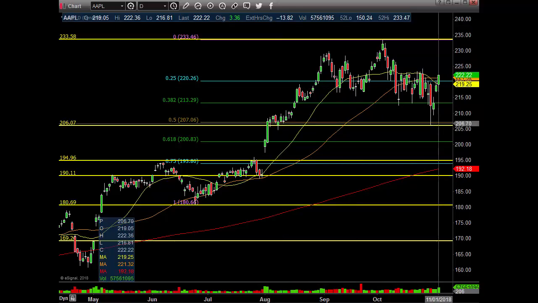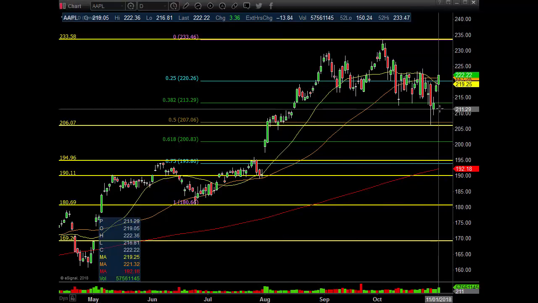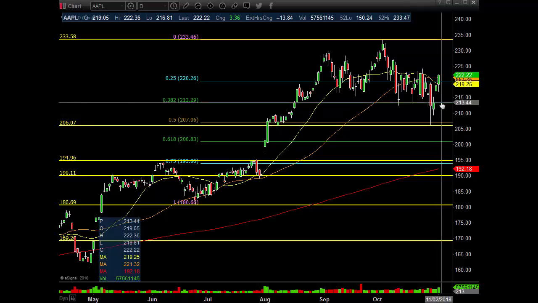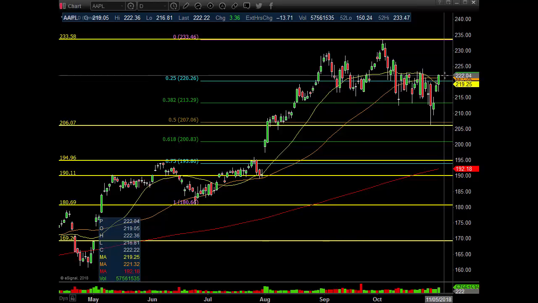If we do catch a bid, though, we start heading up. Watch the gap fill area around 213.29. Watch this gap window, gap fill right in here. That's a gap window. And then watch gap fill right here around 222. It could catch a bid, guys, and be up $30 tomorrow.